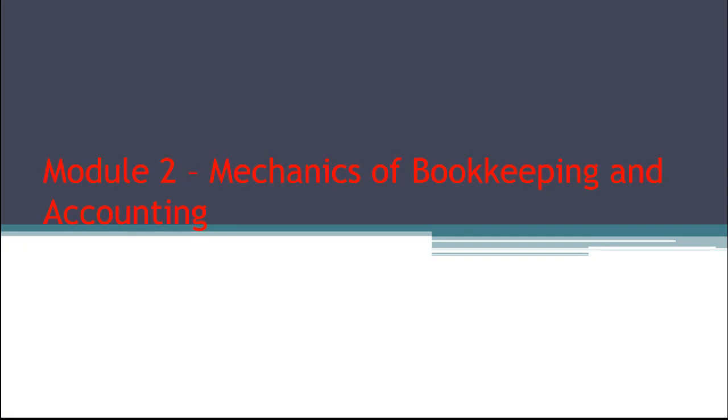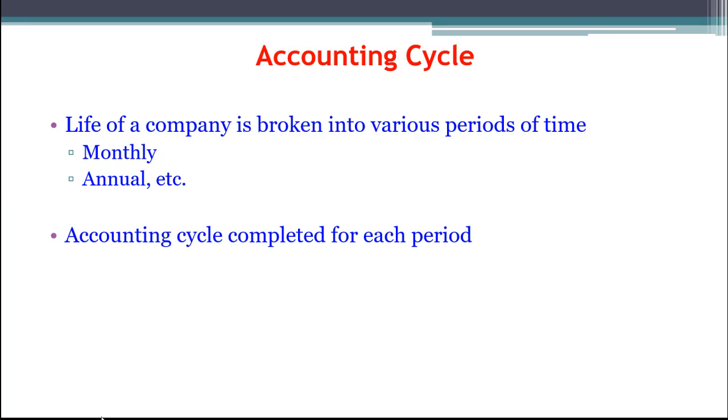In this next module, we are going to start digging into the actual mechanics of bookkeeping and accounting. So the first big topic we're going to talk about is the accounting cycle itself, sometimes referred to as the accounting process. The idea here is that the life of a company may last years and years, decades, some even last over a century, but that company is going to be broken into various periods of time because we want to see financial statements for certain periods of time or other reports.